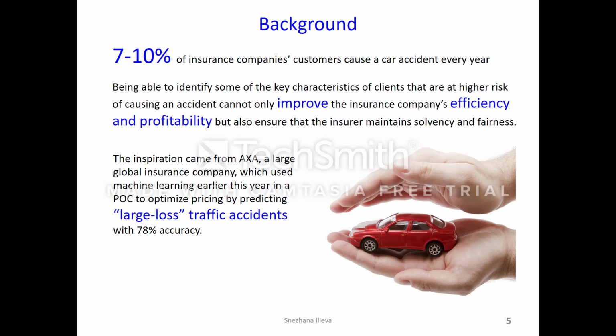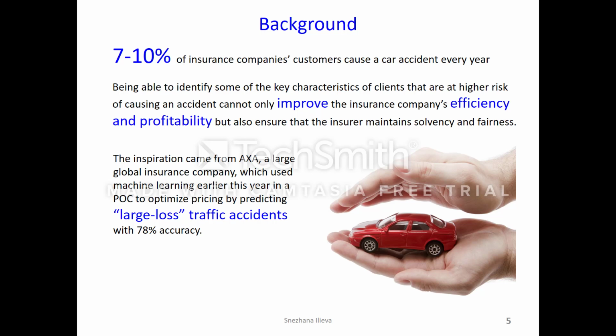A little bit of background about my project. 7 to 10% of insurance companies' customers cause a car accident every year. Being able to identify some of the key characteristics of clients that are at high risk of causing an accident can not only improve the insurance company's efficiency and profitability, but also ensure that the insurer maintains solvency and fairness.